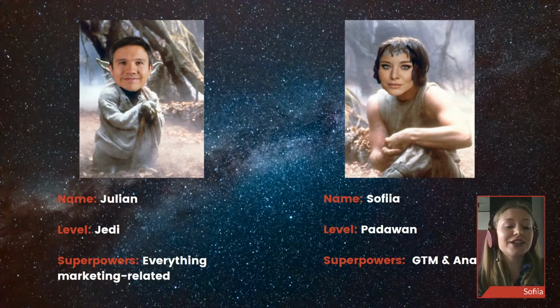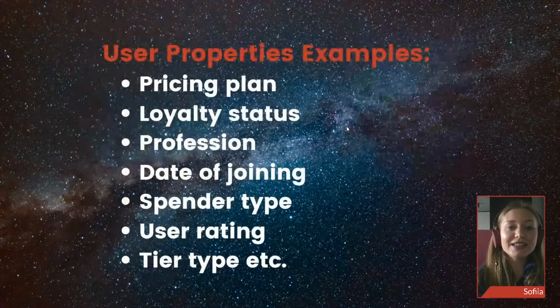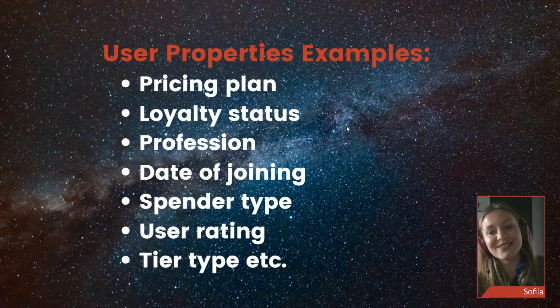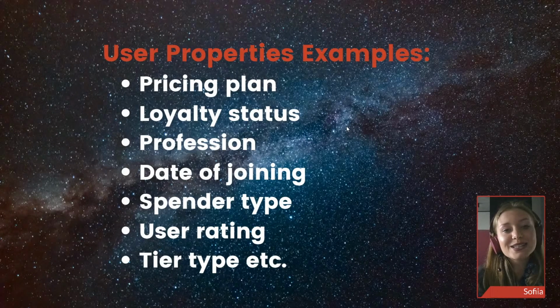So we are attaching some attributes to a user. You have a user, and then you can see the level of this user on your platform and the skill set this user has, for example. And here are some real life examples for you. So what could we have as user properties?